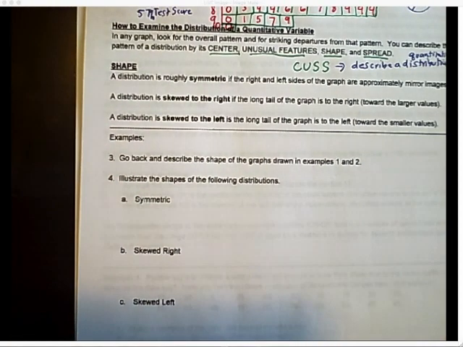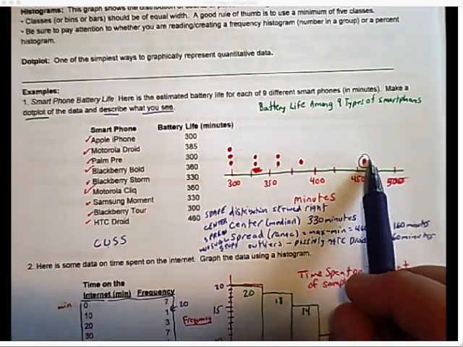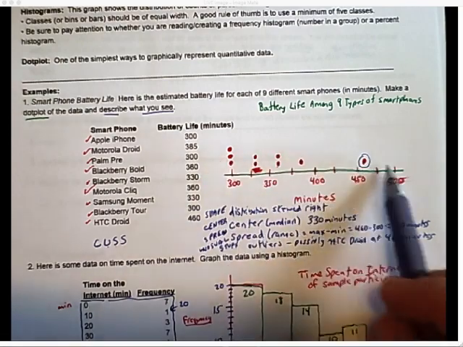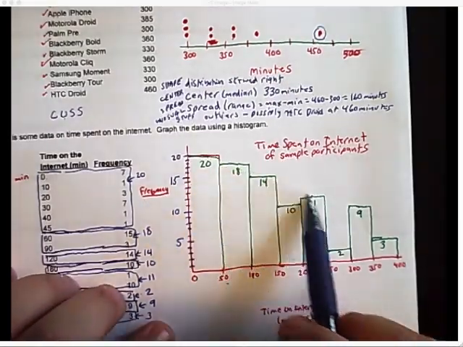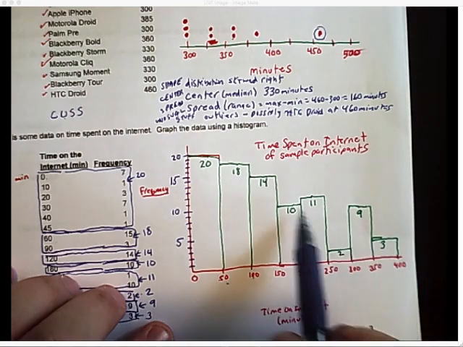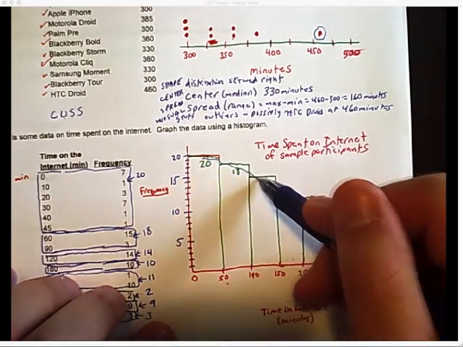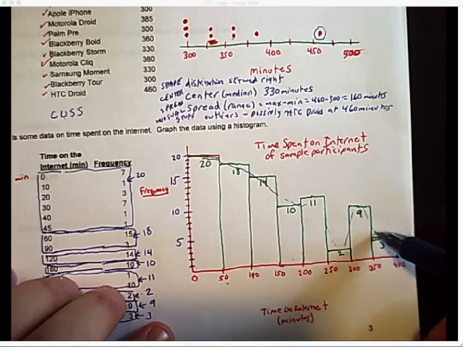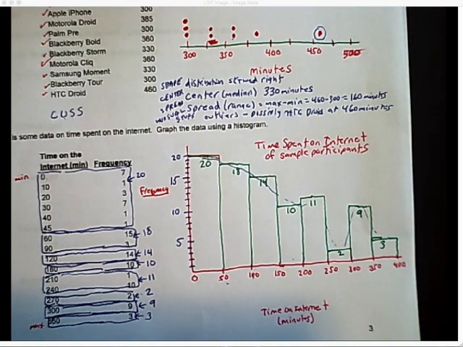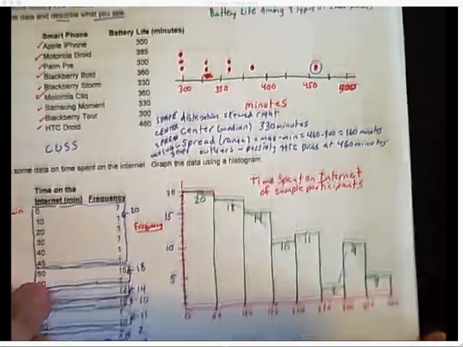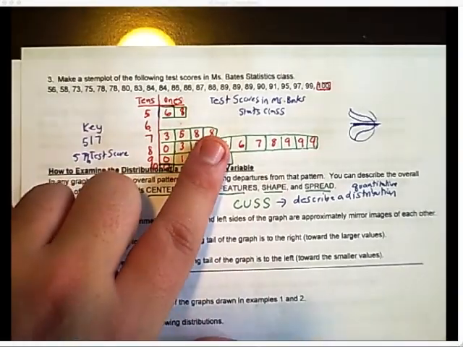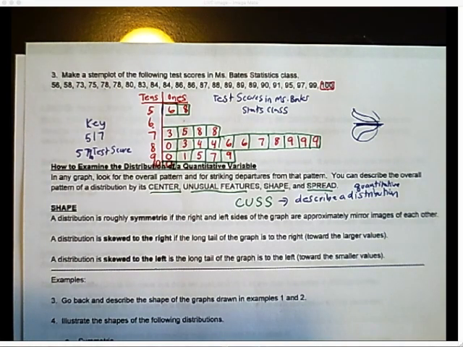So it's asking me to go back and describe the shape of the graphs drawn in examples 1 and 2. So coming back here, I would say, look at the dots here. I say it's skewed right. I would say this is skewed right. On this one, I think it's skewed right. It looks like it's going down and it's making a tail. Think about this just kind of being a line. It looks like the long tail is going off to the right. Like we talked about, this one is probably fairly symmetric if I needed to describe it.